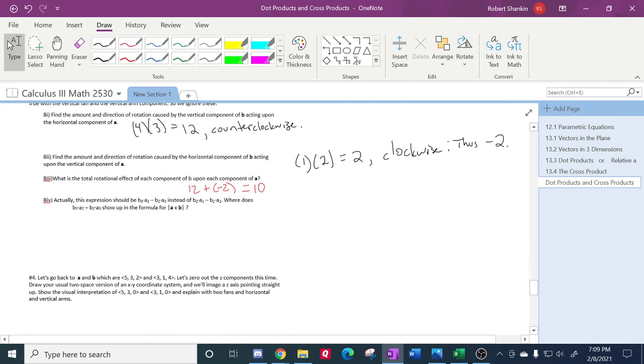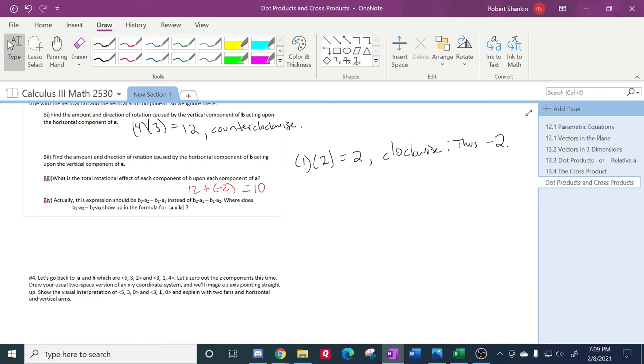So where does this show up? Where does A3B2 minus B2B3 show up in A cross B? It's the very first component in A cross B, as we were just looking at.